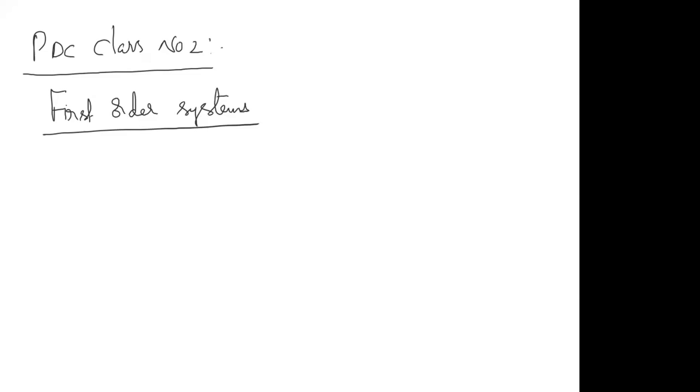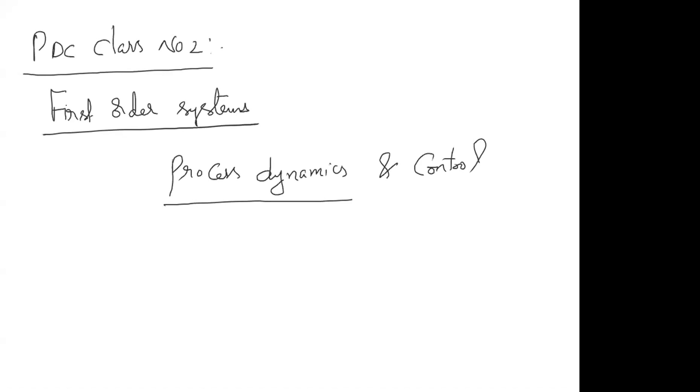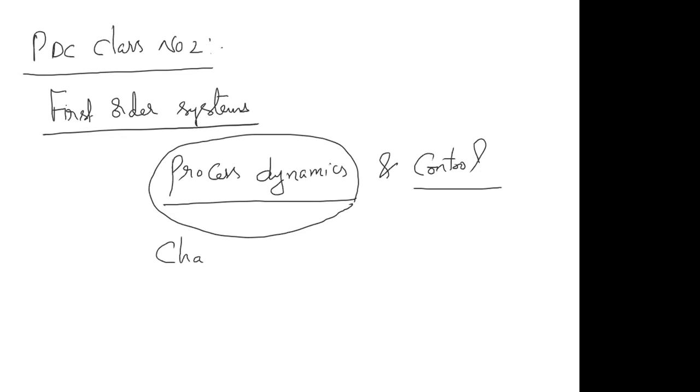As we have discussed yesterday, PDC has two parts: process dynamics and control. The first chapter we are studying is process dynamics. This is chapter 1. So why do we need to study the dynamics for the control? Because control is possible only when you know the dynamics of the system.